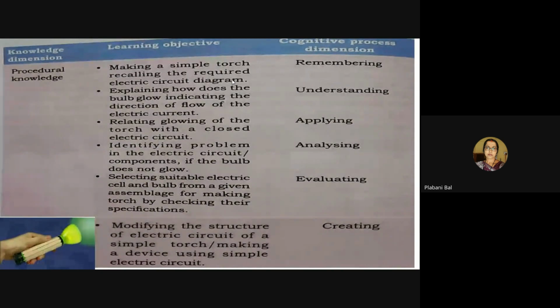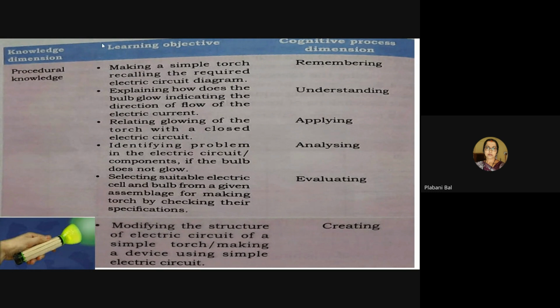If you are teaching the class about the electricity chapter and the electric circuit diagram is taught to the learner, then they can make a simple torch, recalling what? Recalling is the dimension, where emphasis is given on the subcategories of the cognitive process dimension. So recalling is a subcategory of the cognitive process dimension. Remembering has two subcategories. One is recognizing, and next is recalling.